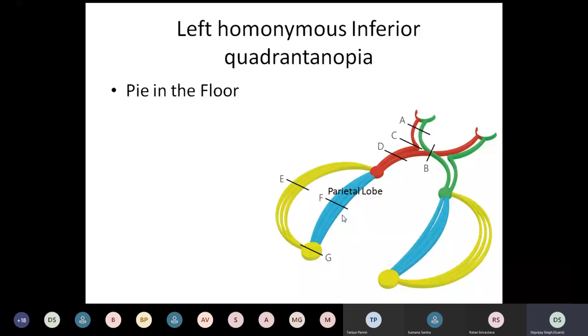So you also need to know which side it is. In this case, it is happening on the left optic radiation. So if the left side field defect, it's the left optic radiation which is getting affected.